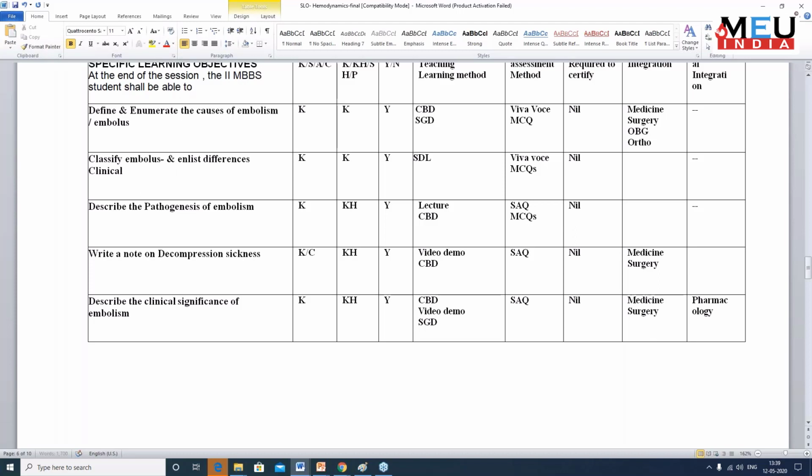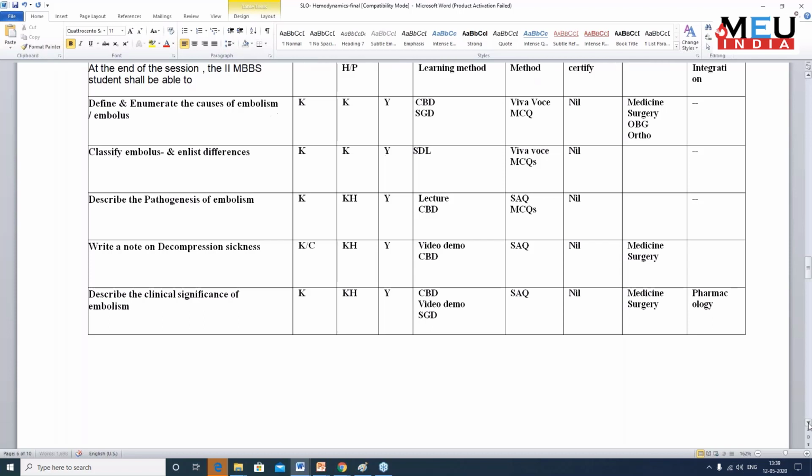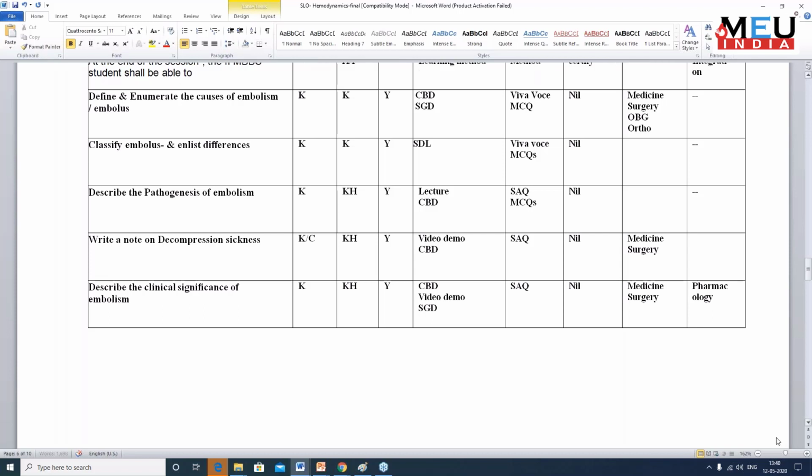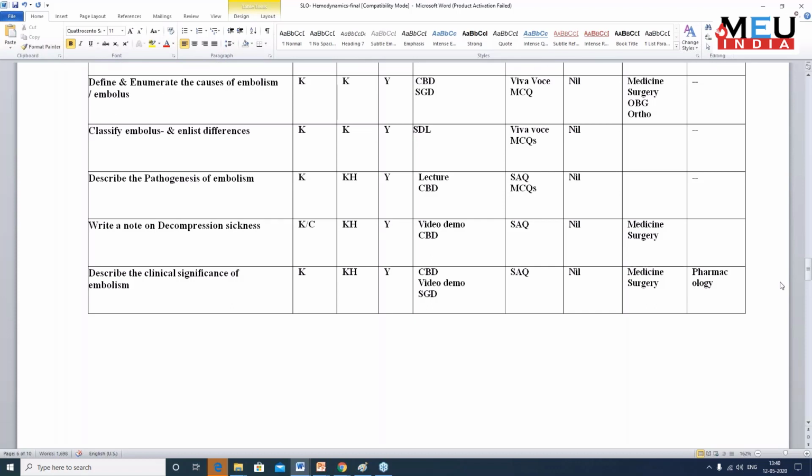Okay. Yes, sir. So for classification and to know the differences between embolus, I think self-directed learning is more than sufficient, and to assess them, MCQs would be good, or viva voce. Rather, match the following we can take as one of the assessment methods.